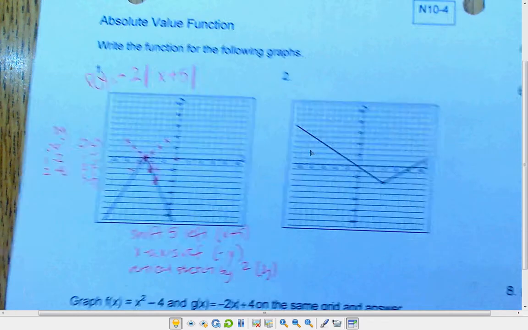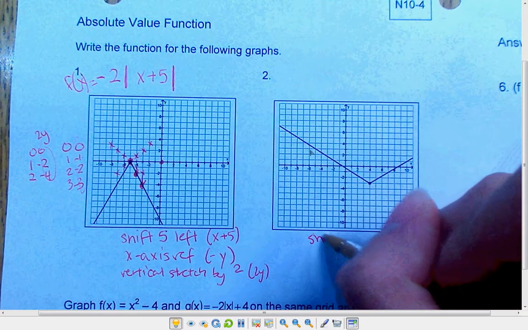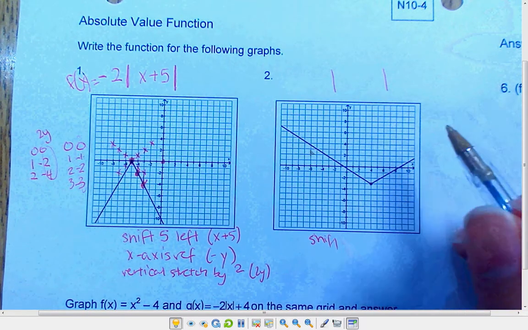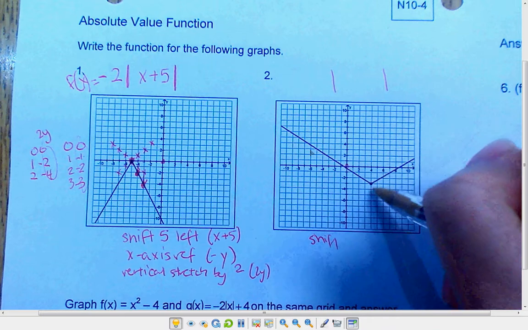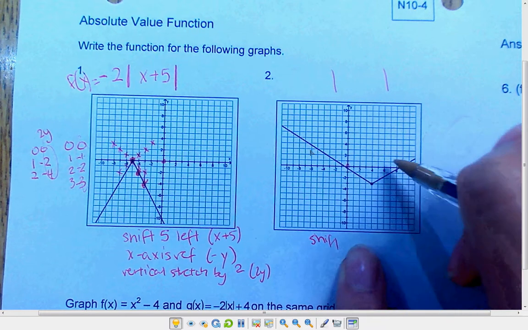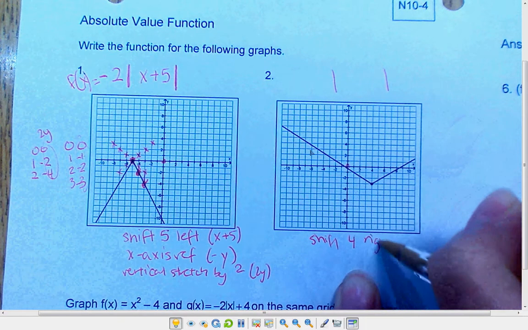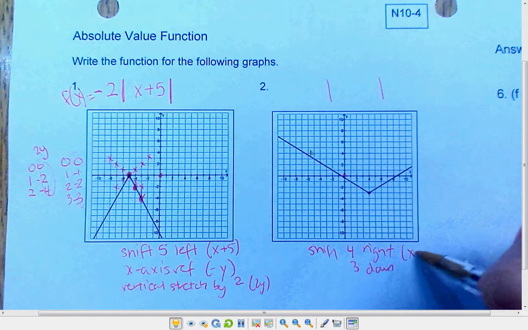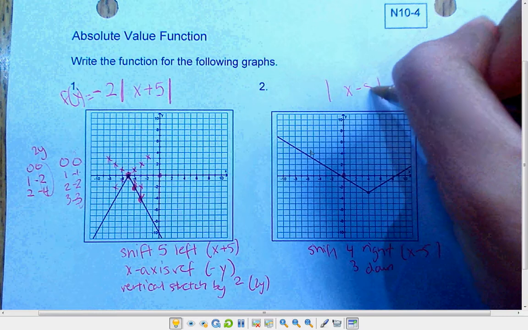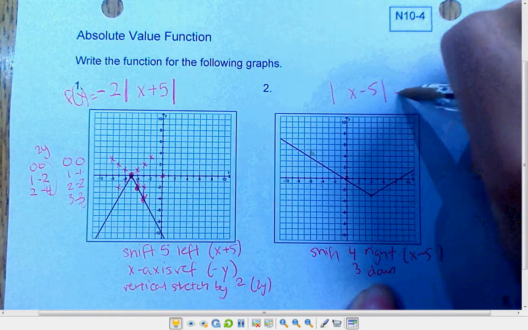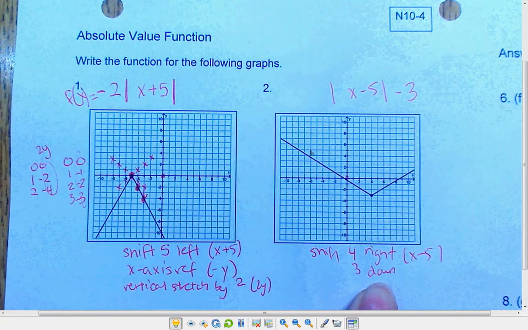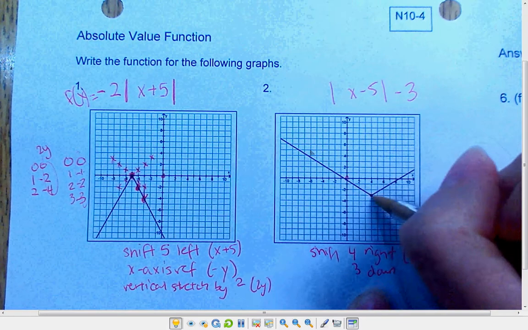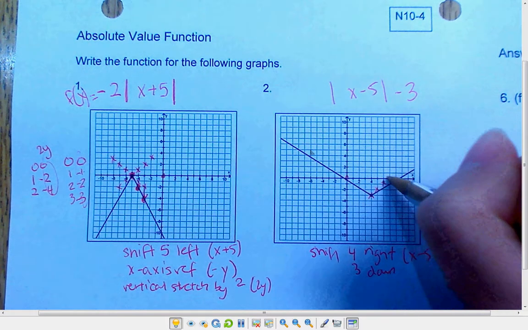Okay, let's look at number 2 now. Same idea, we want to first start off with our shift. It's again an absolute value function because it's in a V shape. Here's my origin. To get to this point, it's shifted 4 to the right and 3 down. So 4 to the right means it's going to be x minus 4 in here. 3 down means I'm going to be subtracting 3 outside of my absolute value. Now again, my original function is 1, 1, 2, 2, 3, 3.